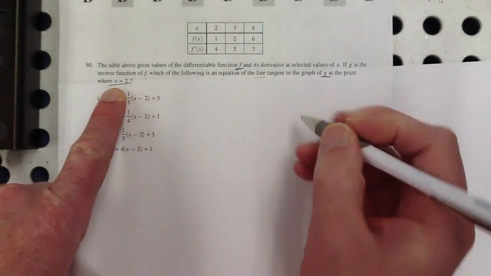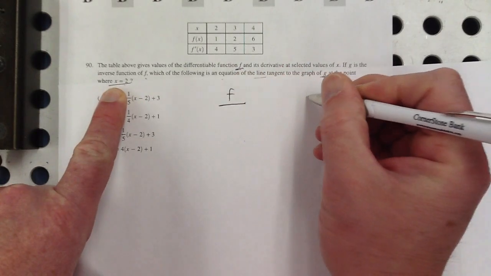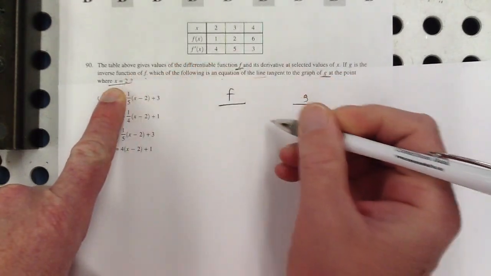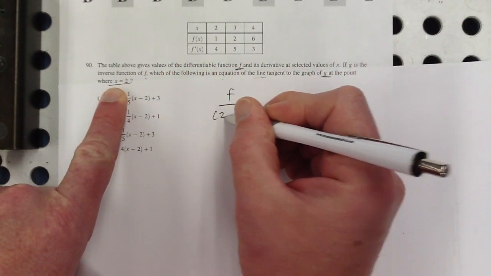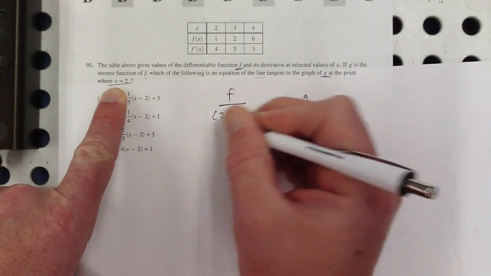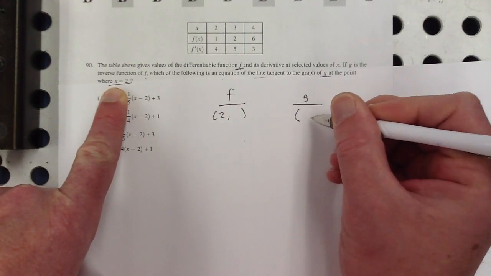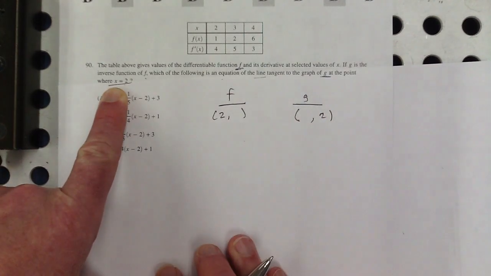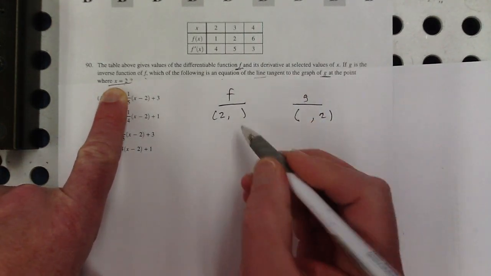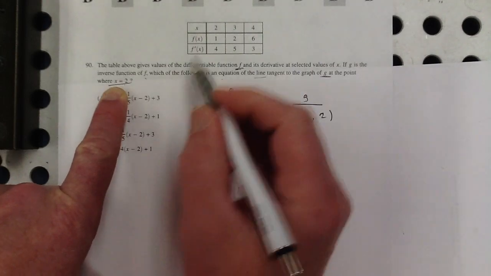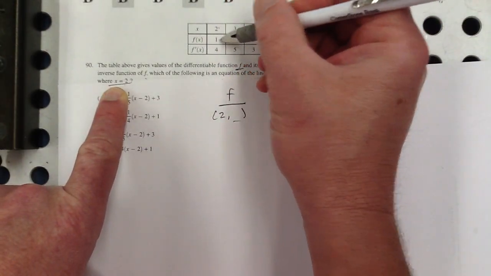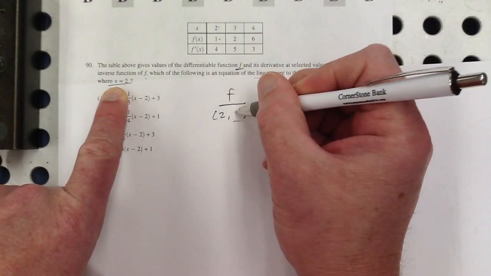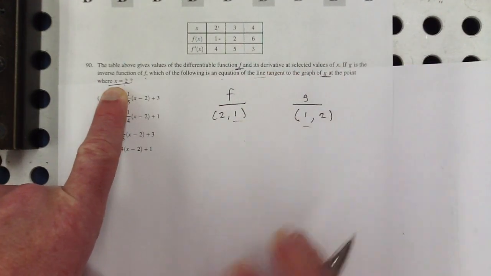Where x equals 2, on the f function, that would be the point 2 comma something. On the g function, it would be the point something comma 2, right? Where that something is the same. So first of all, when x equals 2, f of x is equal to 1. So this would be (1, 2).